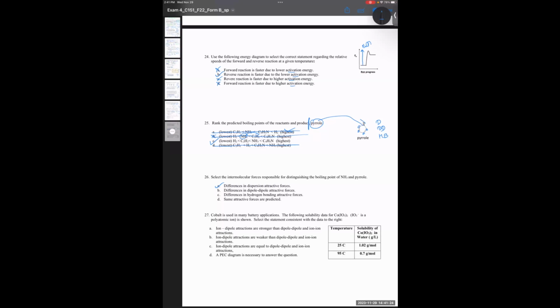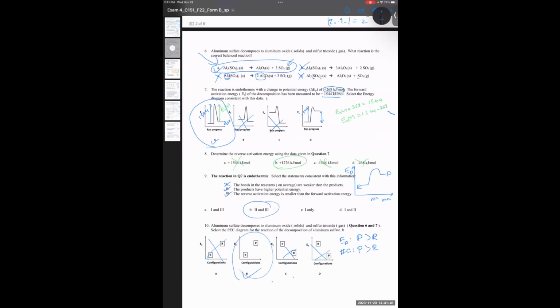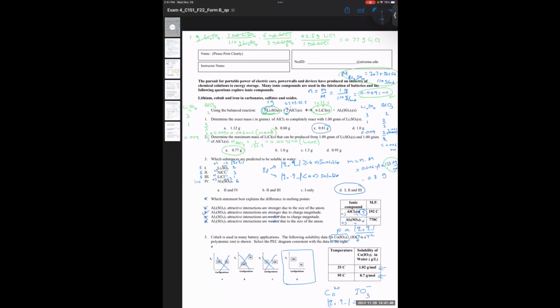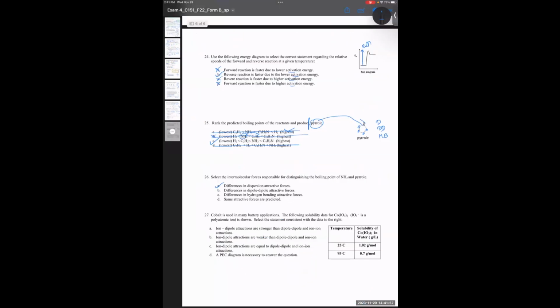Question 27, cobalt is used in many battery applications. The following solubility data is shown. Select the statement consistent with the data to the right. Oh yeah, this is the same thing, but we did the PEG diagram of this before, somewhere over here. So we decided the PEG diagram to be this. Therefore the mixed state has a lower potential energy, meaning the mixed state has stronger attractive interactions. I think that's what's important here.